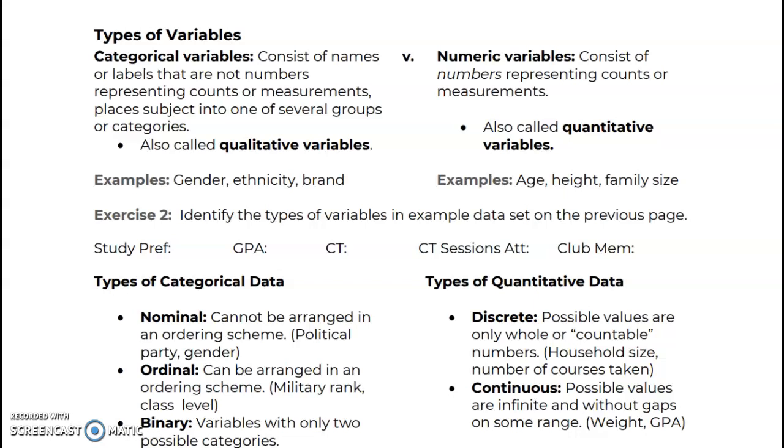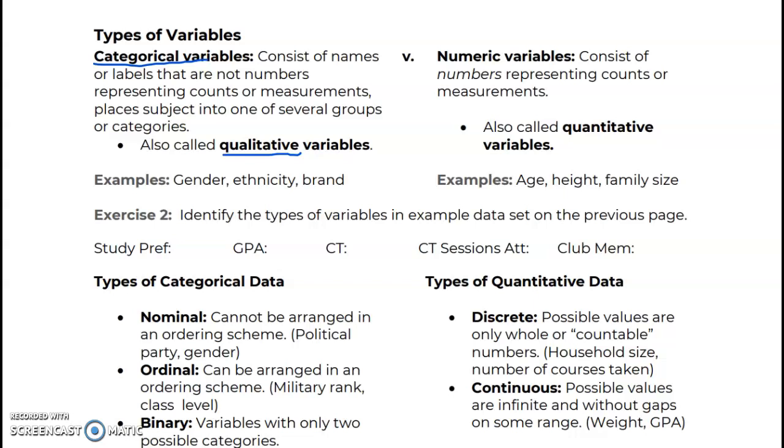What kind of variables do we have? On the one hand, we have categorical variables, which are also called qualitative variables. These consist of names or labels that are not numbers that we can count or measure in any way. For example, we have gender, male, female, ethnicity, many different ethnicities, brand of car, and so on. These are all labels, and there's really no natural order to these. We can just simply list them in any order we choose.